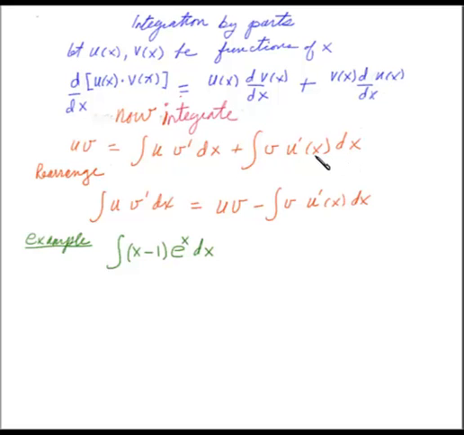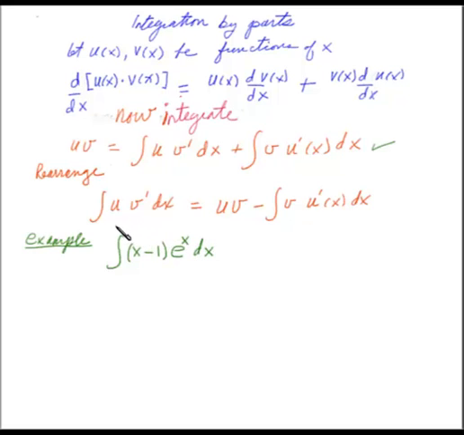Now if we rearrange this line here, we'll get the integral of u v prime dx is equal to the product uv minus the integral of v u prime of x dx. So you say, so what? And I think that's a legitimate thing to say.